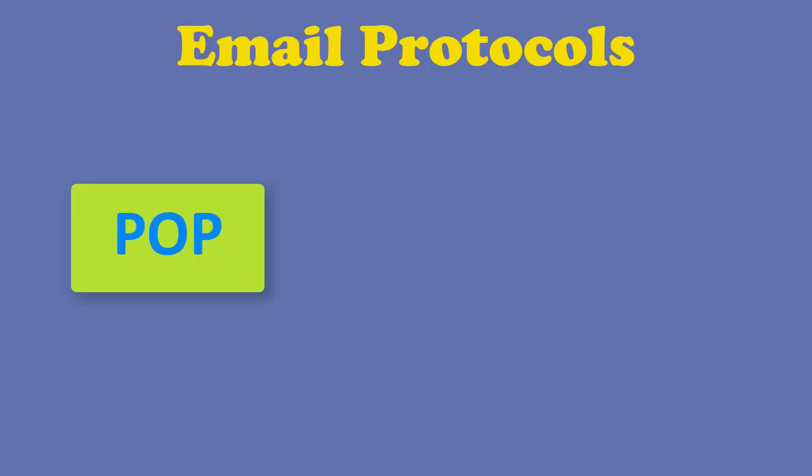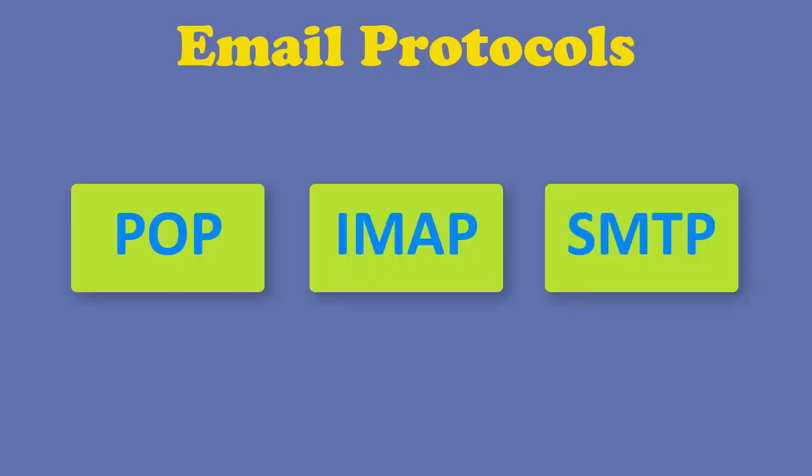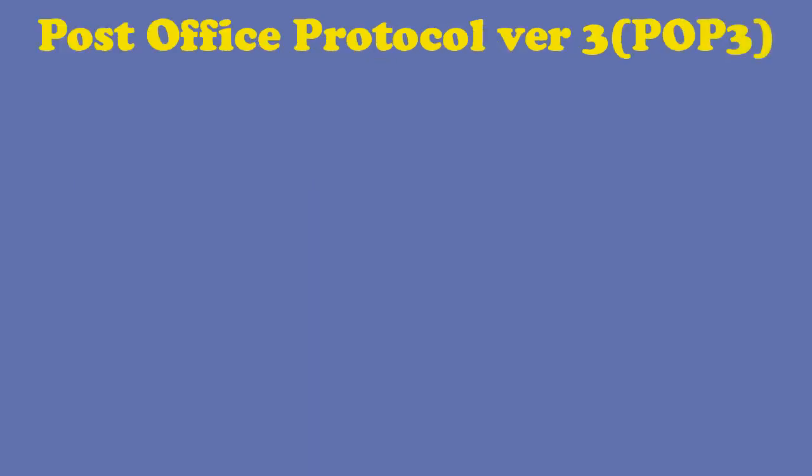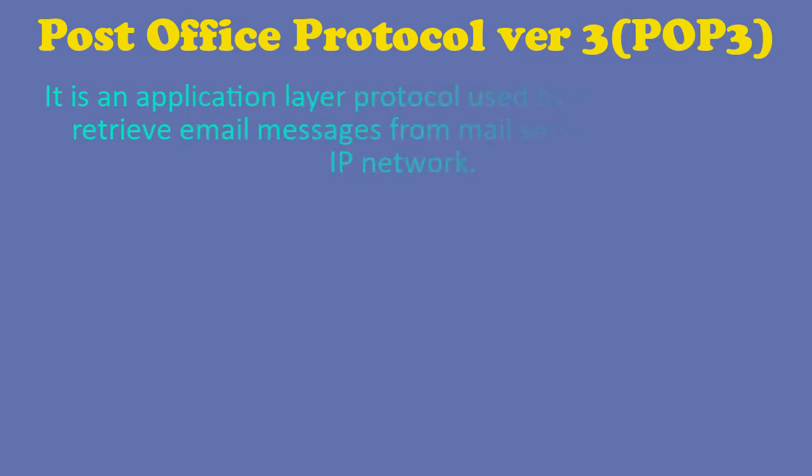Now we will cover various email protocols. The three protocols that we will cover are POP, IMAP and SMTP. First is Post Office Protocol version 3 or POP3. It is an application layer protocol used by email clients to retrieve email messages from mail servers over a TCP/IP network.